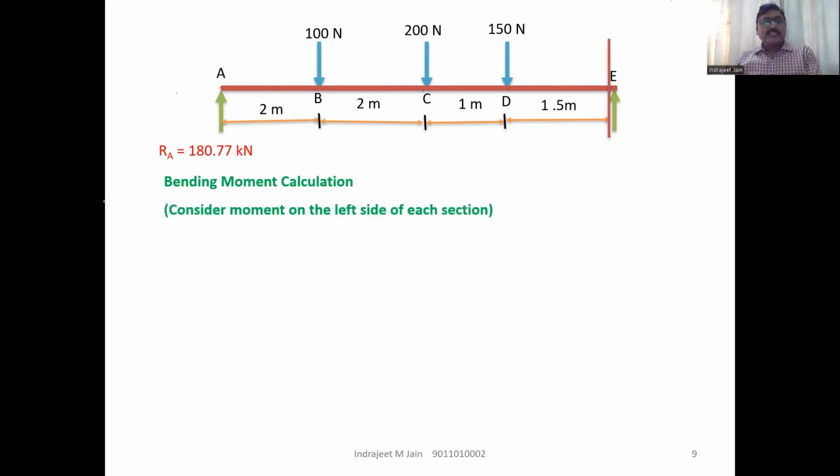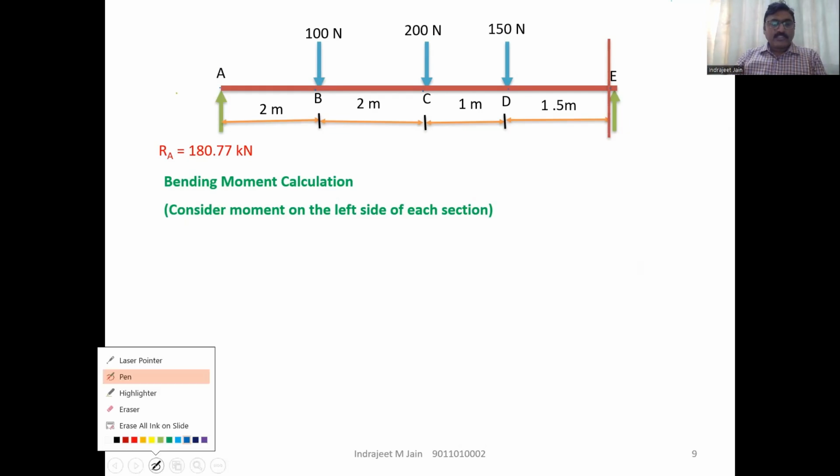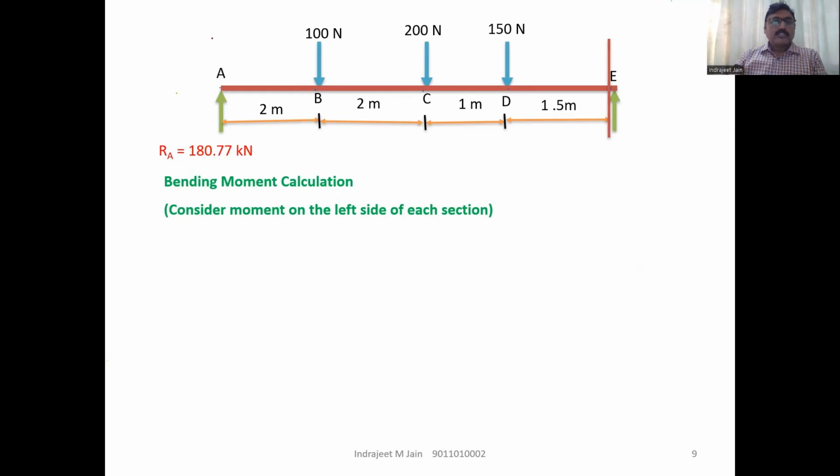The first step is to consider the moment on the left side of each section. Let me consider the section here. This is A. For the section at A, on the left side of this section there is no force. Clear? So the moment at A is equal to 0. Clear?